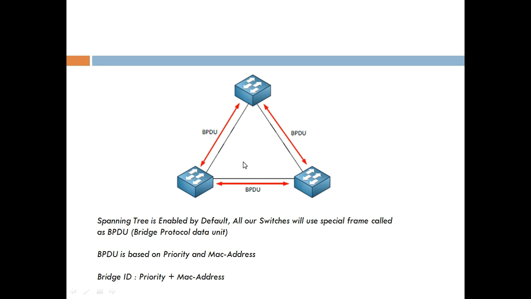How does the Spanning Tree Protocol work? First of all, if there is redundancy in the network, the switches have to choose a root bridge. The root bridge is selected based on the bridge ID. The bridge ID is a combination of priority and MAC address. What is a root bridge? It acts like a master, and the spanning tree is resolved based on the root bridge. BPDU is a special frame that helps the spanning tree to work. That's it, BPDU.